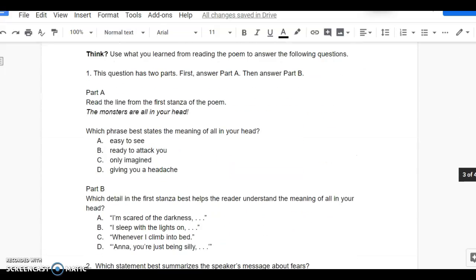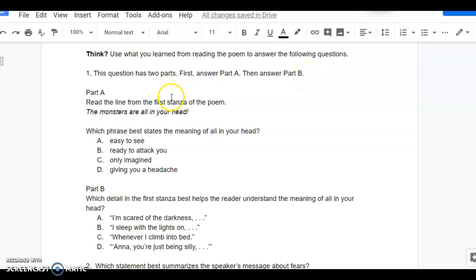All right, there was that fun poem. So let's look at our questions. I'm going to read them aloud. If you want to pause after I read the questions so you can answer them, please feel free to do so. It says, think. Use what you learned from reading the poem to answer the following questions. This question has two parts.